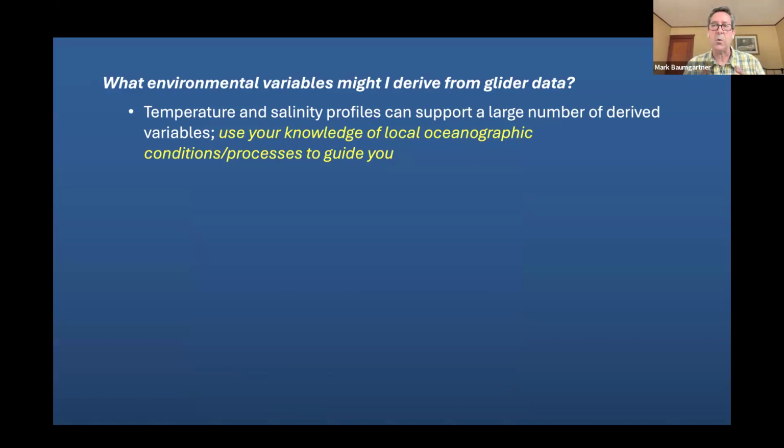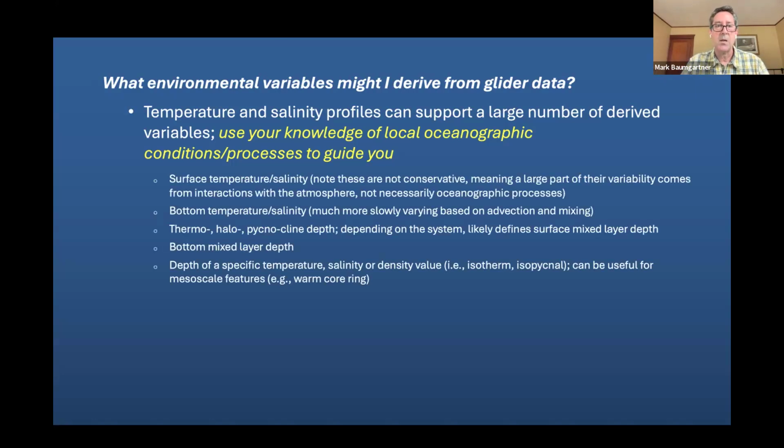And so here is where having an understanding of the local oceanographic conditions and processes in your study area is important. If you want to capture what's going on environmentally in your study area, you really have to have some understanding of the oceanography of your region. And then you can start to pull out variables from those temperature and salinity profiles that may be meaningful in your area that may or may not be driving the distribution of your species. Here's just a couple. So surface temperature and salinity is very commonly used.